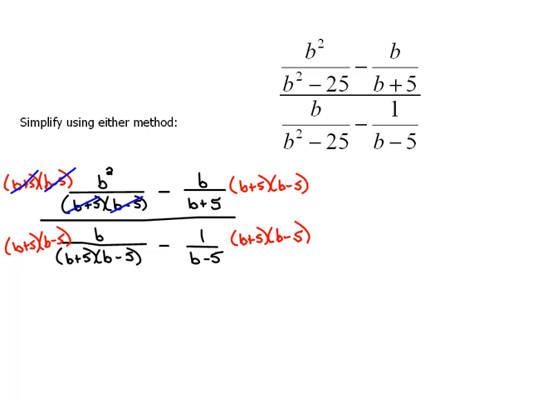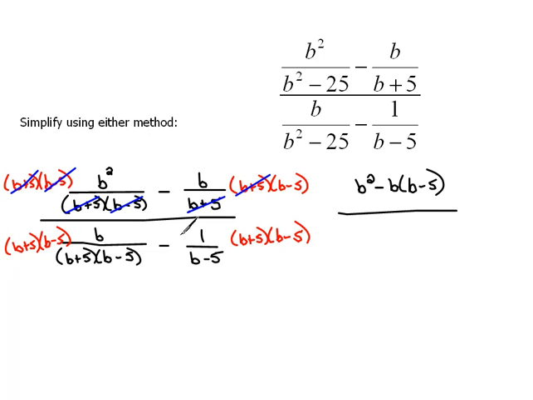Now by doing that, for our first fraction here, our b plus 5's will cancel and our b minus 5's will cancel. So we're left with a b squared minus. Now for our second fraction, the b plus 5's will cancel, so we'll be left with that minus b times b minus 5. Now that's all we have left in the numerator, because the denominator's canceled out there.